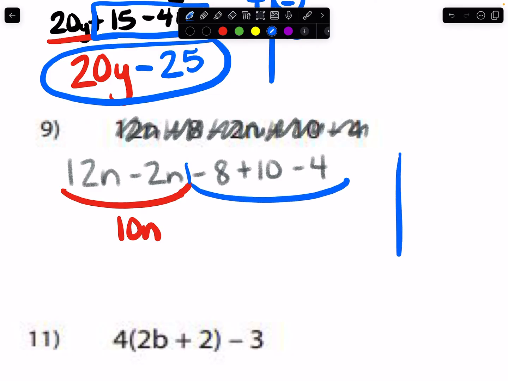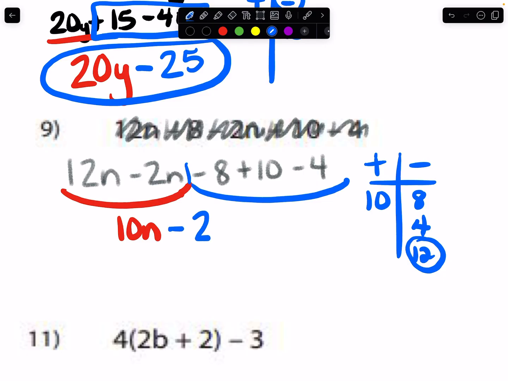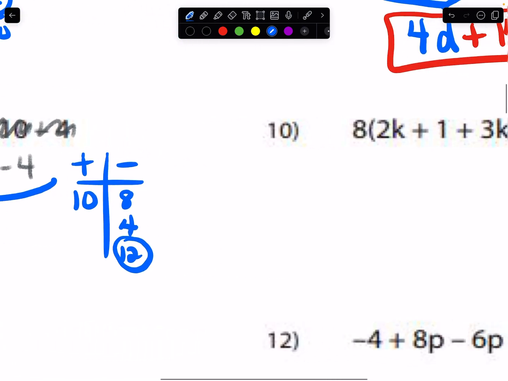So if you want to keep score, positive team, negative team. Positive team scored 10. Negative team scored 8 and scored 4. So they have a total of 12. So which team wins? The negative team. So I put it over here. By how much? By 2. Did you get it right? If you didn't, that's okay. Move on to number 10. Push pause and give it a try.